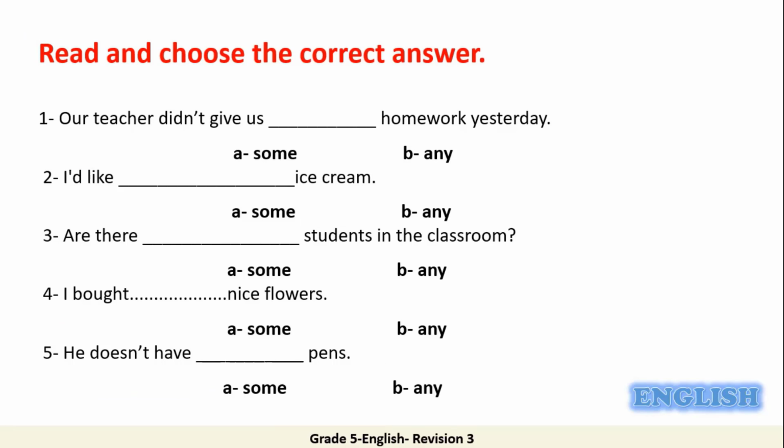Now let's practice. Here you are going to read 5 sentences and choose the correct answer. Let me help you to do the first one. Number 1. Our teacher didn't give us any homework yesterday. Here we use any with the negative sentence. Now it's your turn. You can stop the video and do the task. Go on.